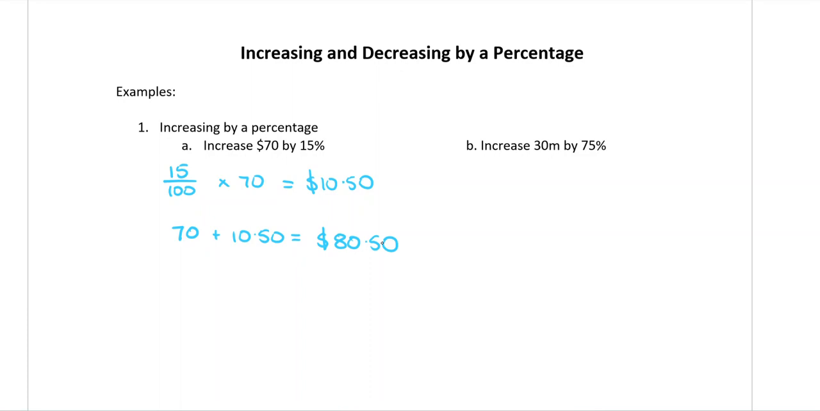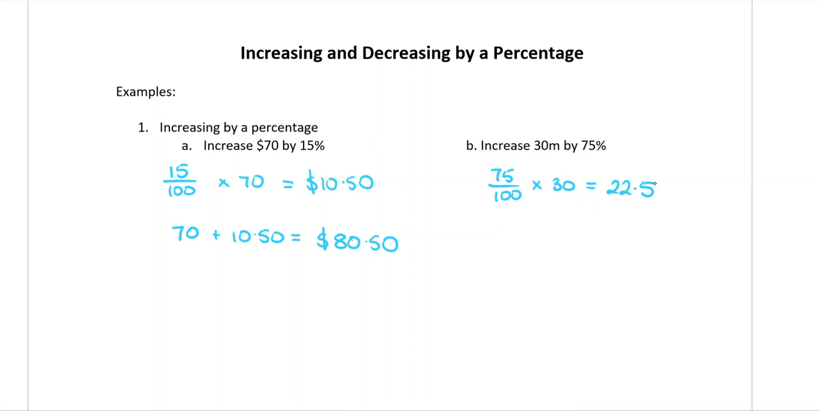Here's one that's a length. I want to increase 30 meters by 75%. You follow the same two steps. Find 75% by doing 75 over 100 and timesing it by the 30. Type it in. I want you guys to give me an answer this time to make sure you guys are following along. What do we get? Perfect.